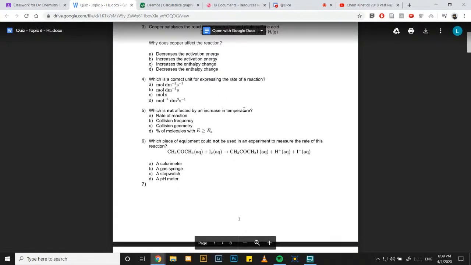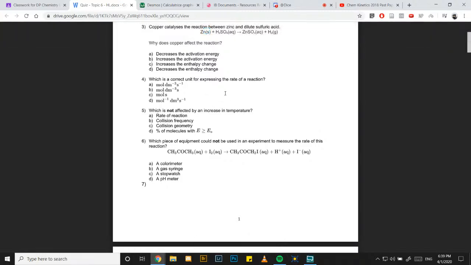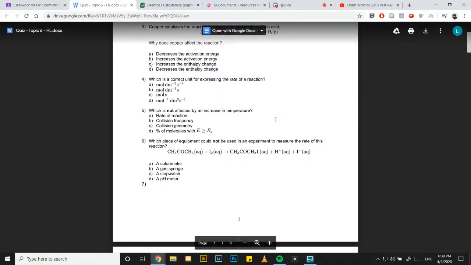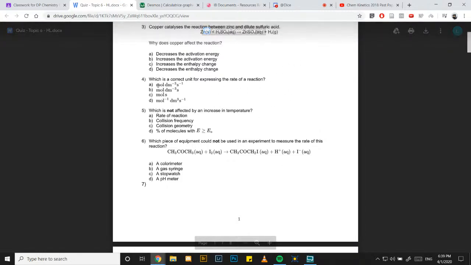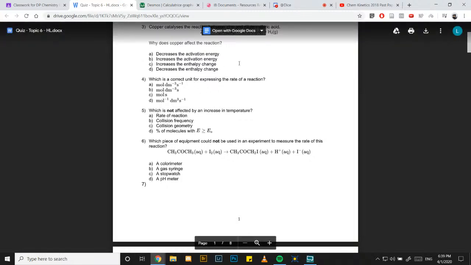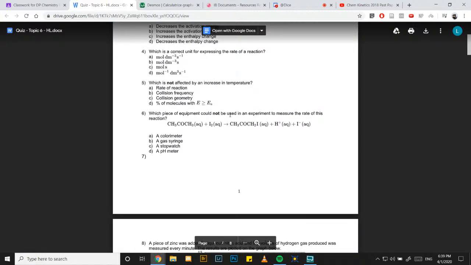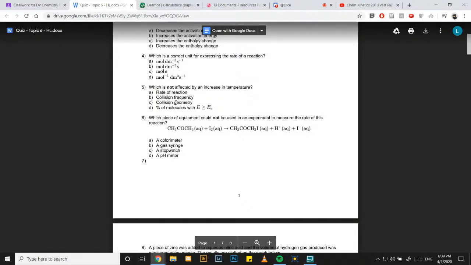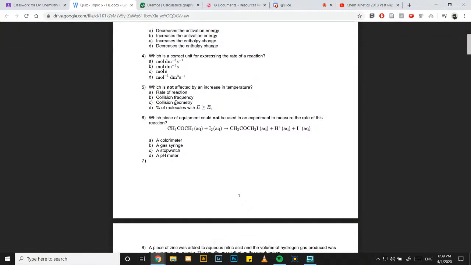Question number 4, what is the correct unit for expressing the rate of reaction? It's moles per decimeter cubed per second, because molarity is M, the capital M, over S, and moles decimeter to the power -3 is concentration over second, so it's S to the -1. Which is not affected by an increase in temperature. For this one, the rate of reaction is affected by the increase in temperature. So if you increase the temperature, yes, you do get an increase in the rate of reaction.